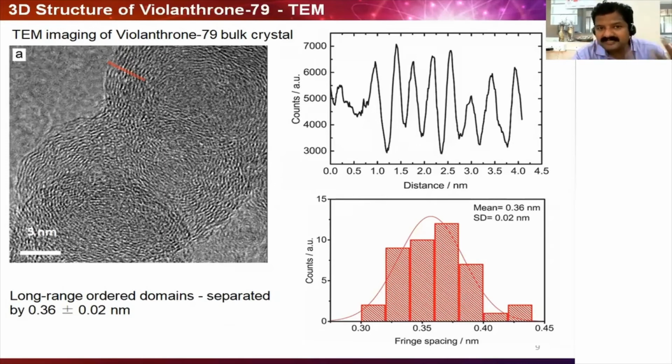So here we use the TEM, transmission electron microscope. This is directly performed on a small piece of a bulk crystal of this violanthrone. This violanthrone crystal was sonicated in water actually.